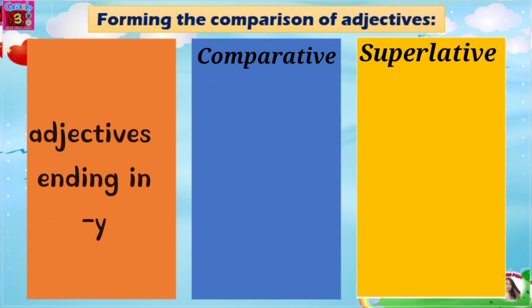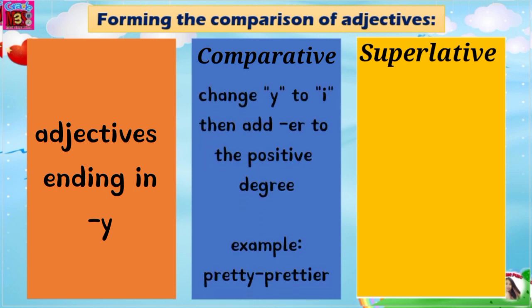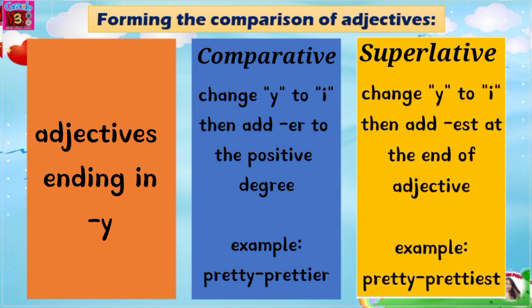For the adjectives ending in y, change y to i and add er to the positive degree to make it in comparative degree. Example, pretty, it will become prettier. And for the superlative degree, change y to i, then add est at the end of the adjective. Example, pretty, it will become prettiest.